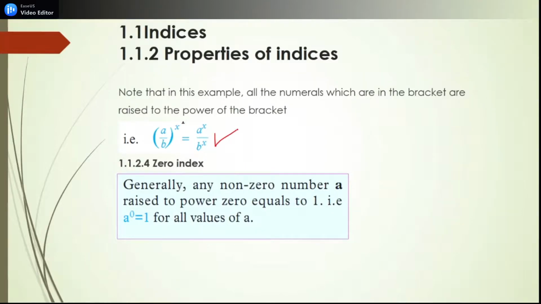This one. So when a is power 0, a number to the power 0 is always equal to 1 as a formula. You have to know it.